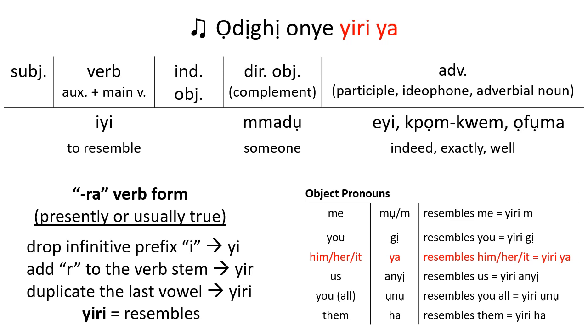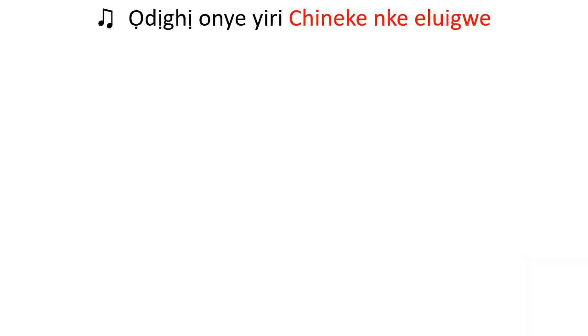For now, let's continue on with Ọdi Onye Yiri Ya. Ya in this case is referring to God, and we'll see why in the next sentence. Ọdi Onye Yiri Chineke nke eluigwe. In this next line, Ya has been replaced by Chineke nke eluigwe. Chineke nke eluigwe means God of heaven. That's the him we're talking about no one resembling. Just a little extra info in case you're curious.